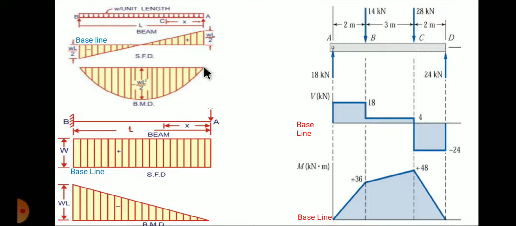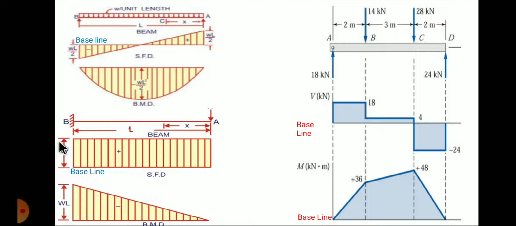Why is it zero? As per the definition of the bending moment, it is vertical load into perpendicular distance. Here the vertical load is there, that is the reaction at A, but the distance is not there, it is zero. Vertical load into distance is zero, so obviously we get zero. That's why for a simply supported beam, at the two supports, the bending moment will always be zero.